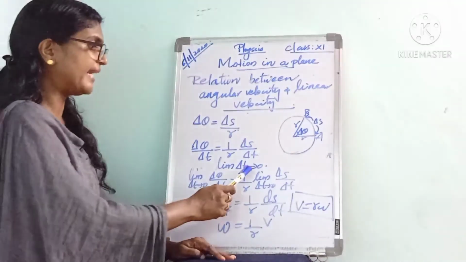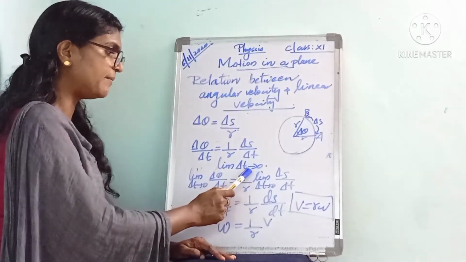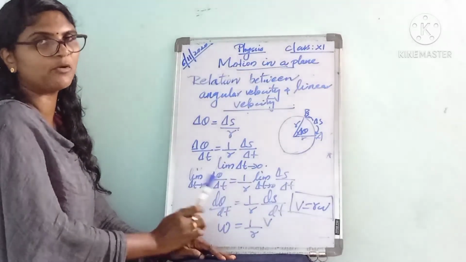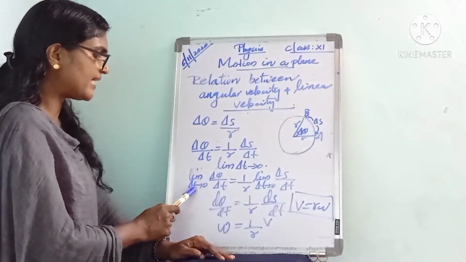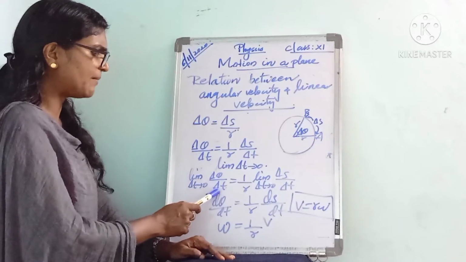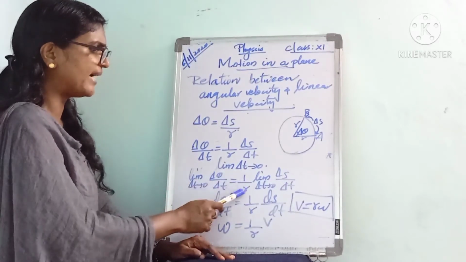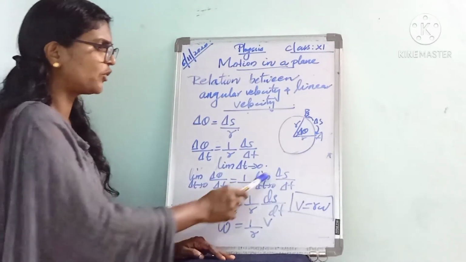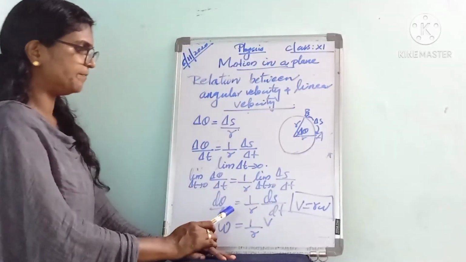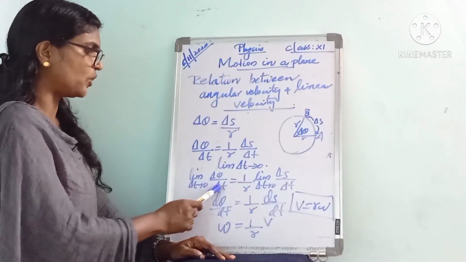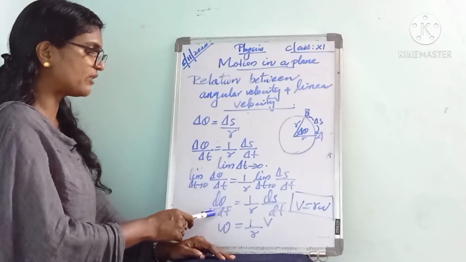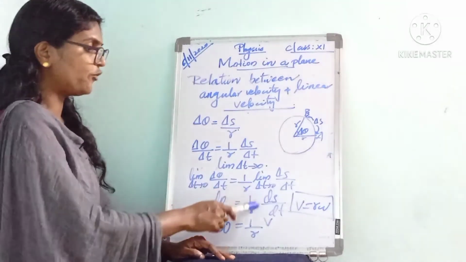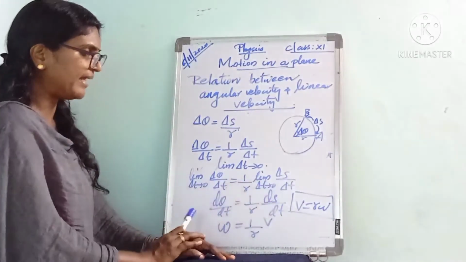Next we are applying a limit, limit delta t tends to 0 on both sides. So limit delta t tends to 0 delta theta by delta t is equal to 1 by r limit delta t tends to 0 delta s by delta t. When delta t approaches 0, delta theta by delta t takes the form d theta by dt, and here it is ds by dt.